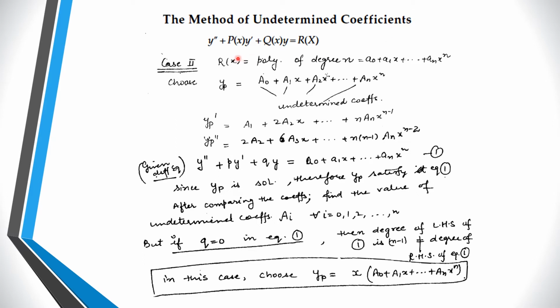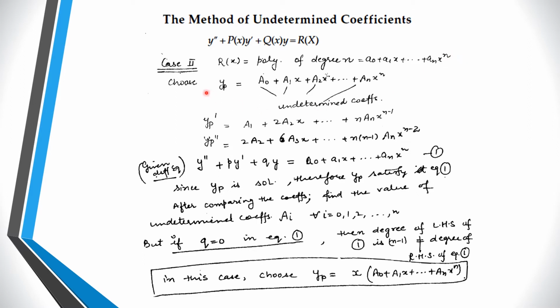So we are given a non-homogeneous second order linear differential equation of the form y double prime plus p(x) y prime plus q(x) y is equal to R(x). Here p(x) and q(x) should be constant. Now this is the second case, when your R(x) is a polynomial of degree n. Let your R(x) be a0 plus a1x plus a2x squared and so on up to an x to the power n.